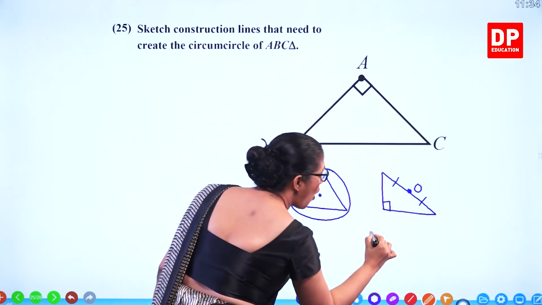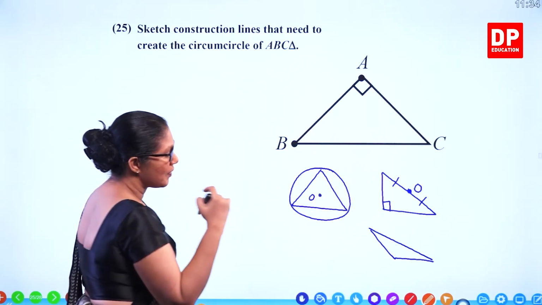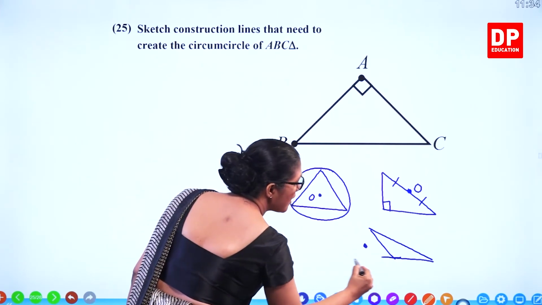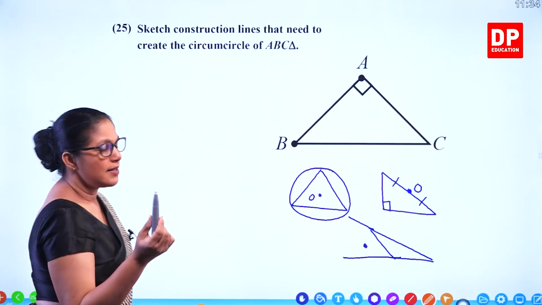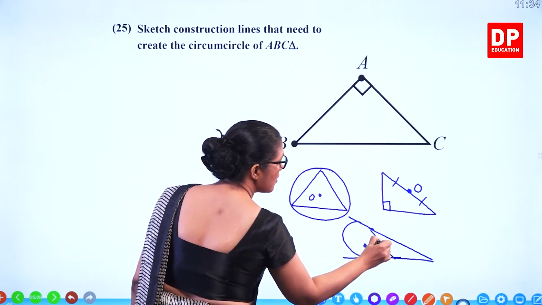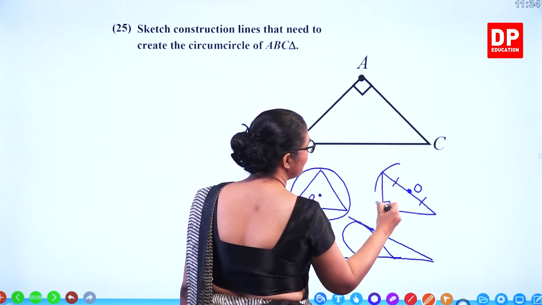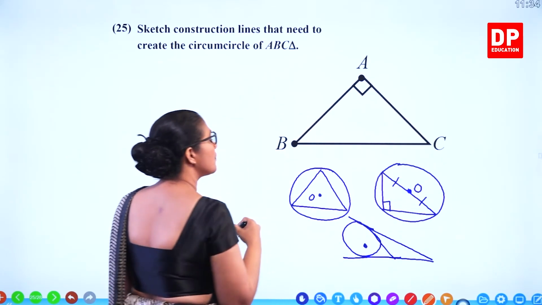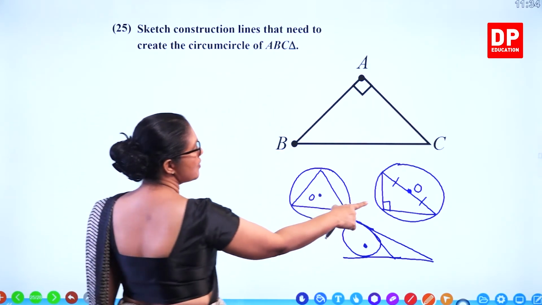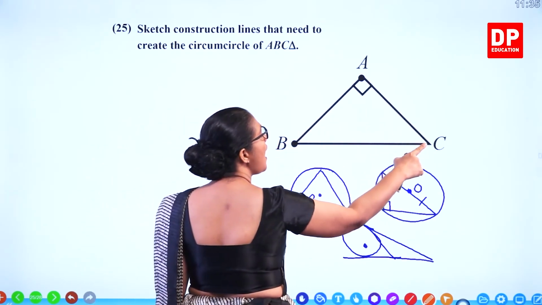Then if it's an obtuse angle triangle, where do you get the center? You get the center outside the triangle. So you need to remember that, and you can draw the circumcircle like this. So this is a right angle triangle. So what you need to do is just bisect the hypotenuse.